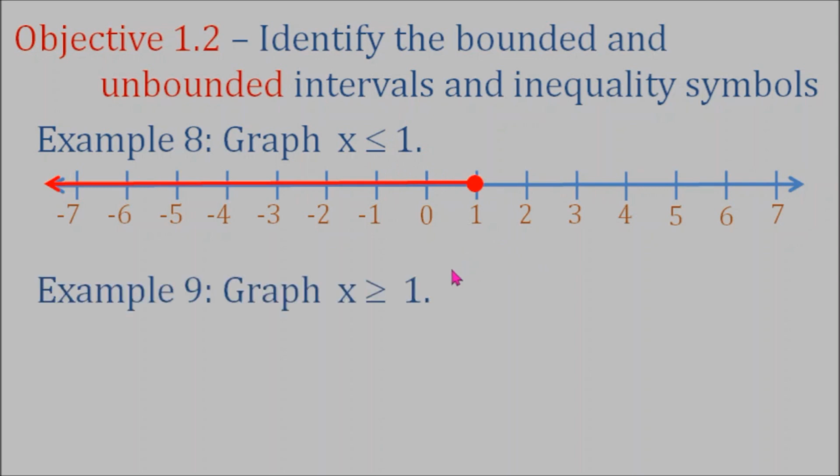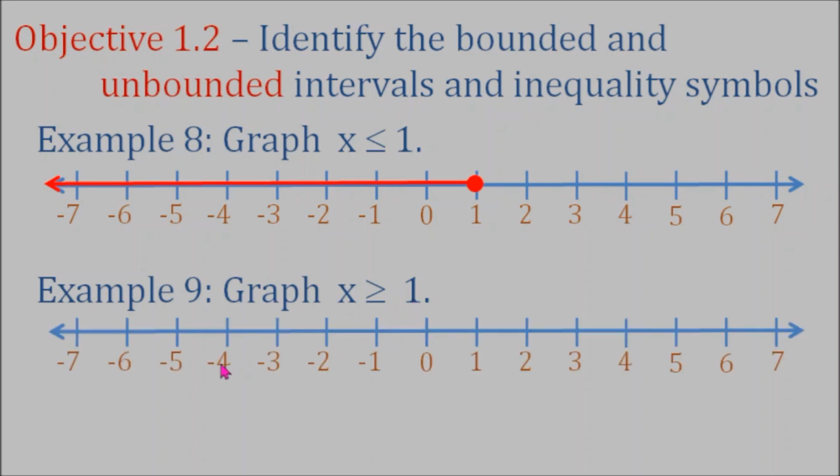How about if we are going to switch our inequality symbol? We are going to have it x is greater than or equal to 1. So this is our number line. Again, we are going to put a closed circle on 1. Then because it's greater than or equal to, we are going to shade that part that is on the right of 1. So this is the graph of x is greater than or equal to 1.